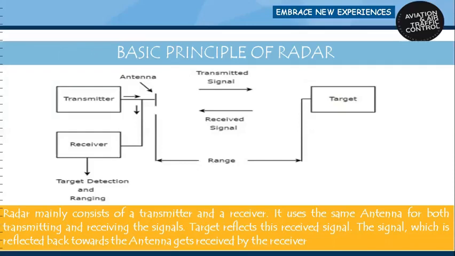To understand basic principle of radar, let's first understand the block diagram of basic radar system. Radar mainly consists of a transmitter and a receiver. It uses the same antenna with the help of a microwave switch known as duplexer for both transmitting and receiving the signals. Target reflects these received signals. The signal which is reflected back towards the antenna gets received by the receiver.